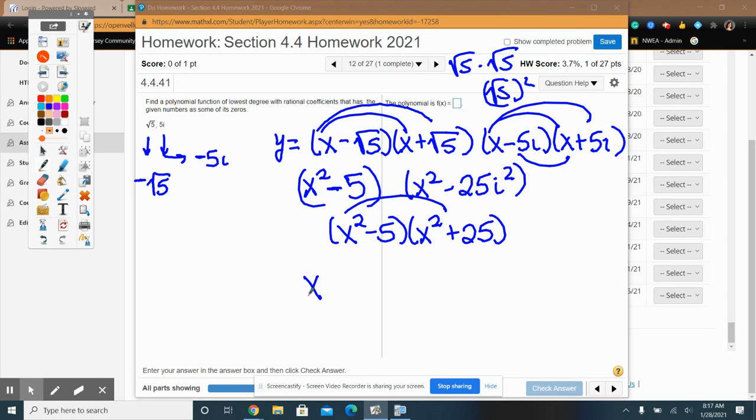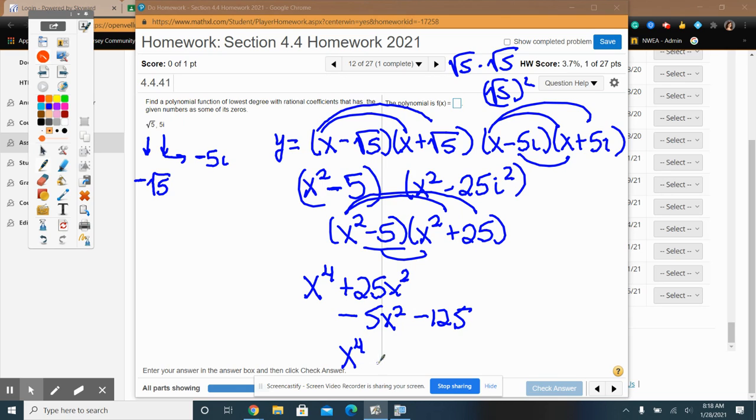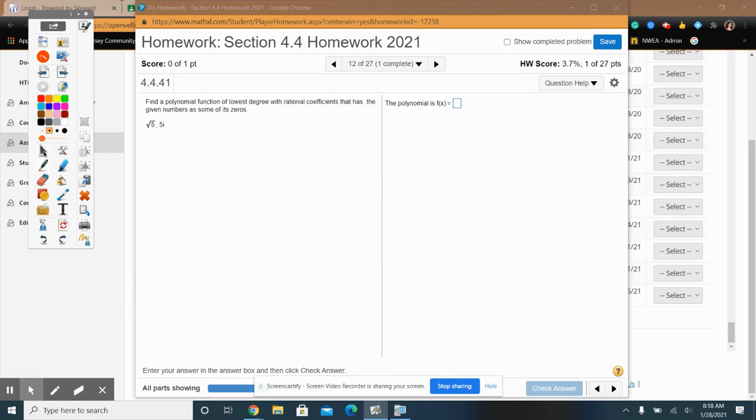X squared times x squared is x to the fourth, plus 25x squared. Here's a minus 5x squared. There's the minus 5x squared. And then negative 5 times positive 25 is negative 125. And you get x to the fourth plus 20x squared minus 125. And that's your answer. So much easier than the last one, you definitely can do it, and it will be on the test. So make sure you pay attention and understand that one. If you're having a difficult time, please let me know.